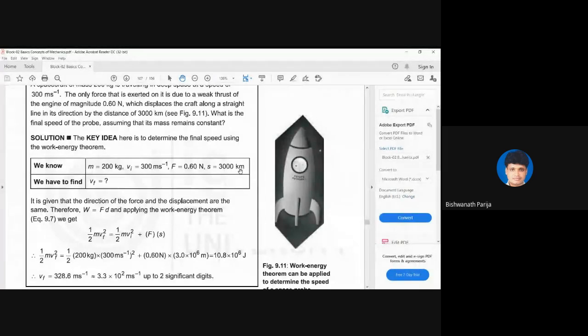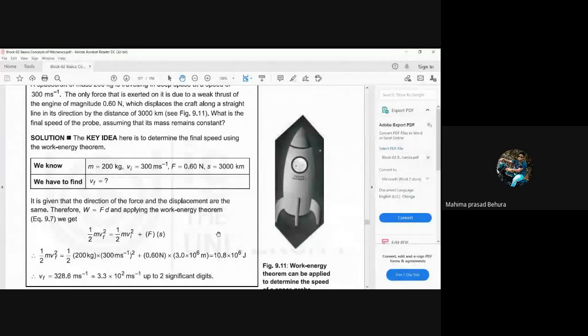But all data will be given, and you only find the final velocity here. Mass given, initial velocity given, force given, displacement given, find the final velocity. You apply this formula: half m vf square minus half m vi square, where vi is the initial velocity, equal to F into s. So you take half m vi square to that side, then you will get this formula. Are you getting this formula or not?